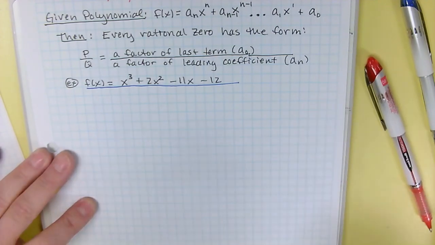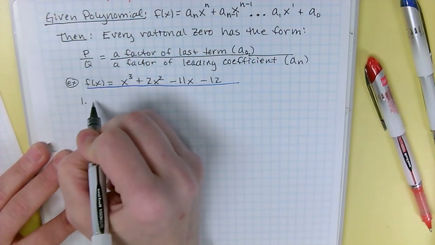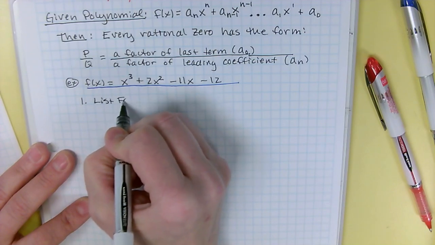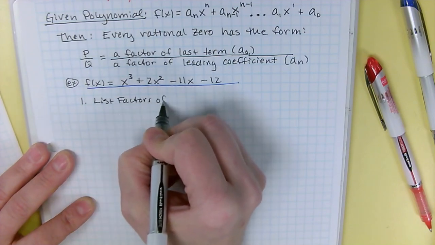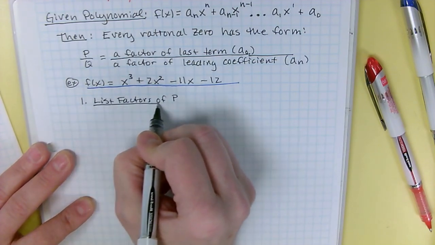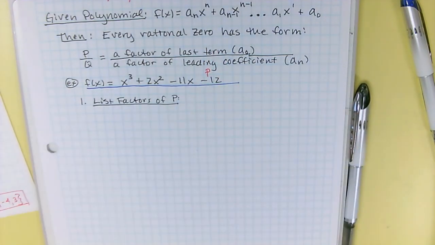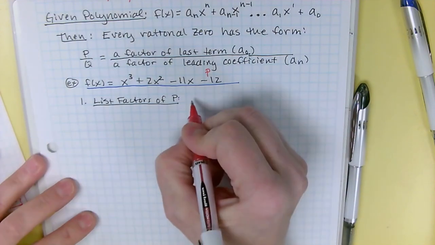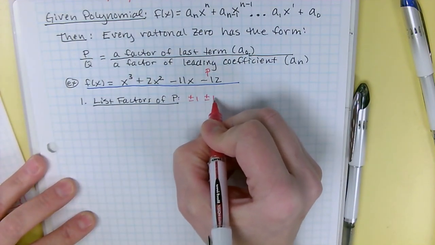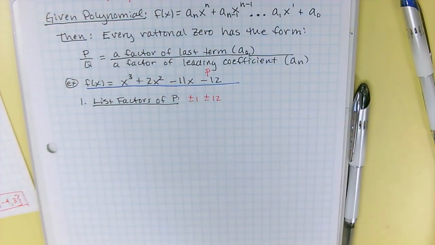Okay, so step number one is you're going to list factors of P. And the last term is P. It's a negative 12. So plus minus 1 through plus minus 12. Now, all of these are going to be plus minus because a positive times a negative is a negative, and a negative times a positive is a negative.